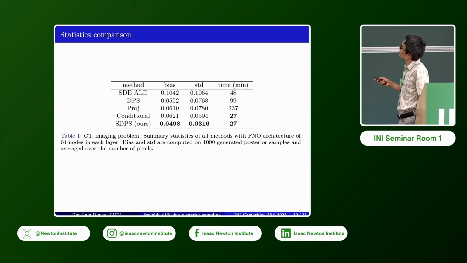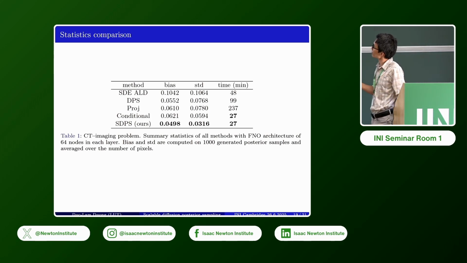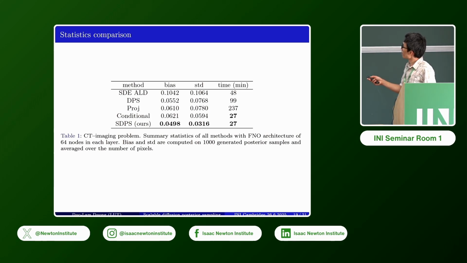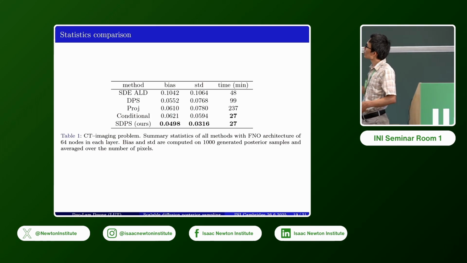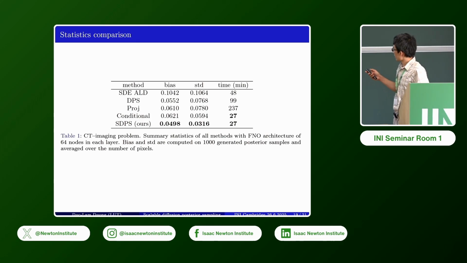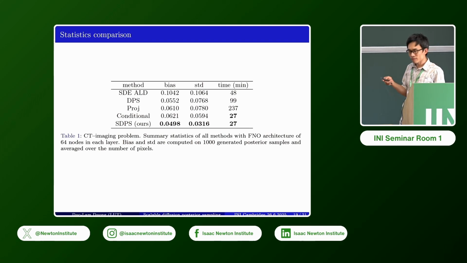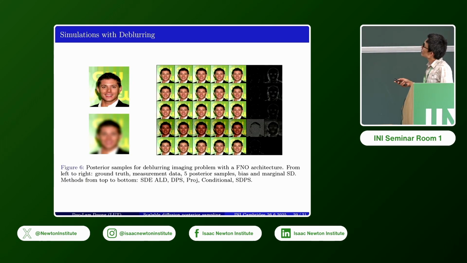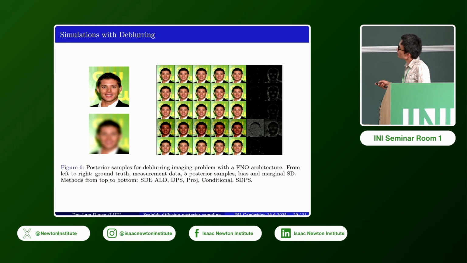However, in terms of bias and standard deviation, we usually obtain better results than the previous one. We also compare how our method performs with respect to these FNO architectures. But for the inference time, I don't show it here, but you can look it up in our paper.